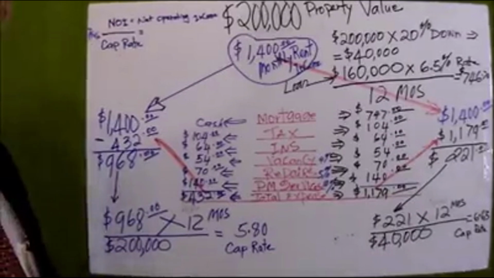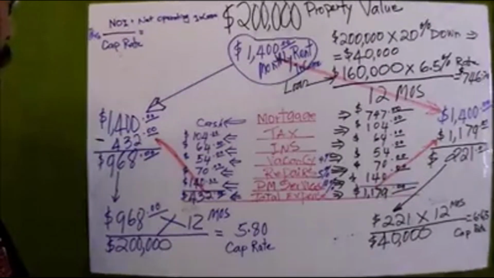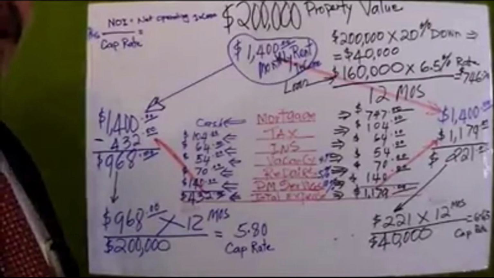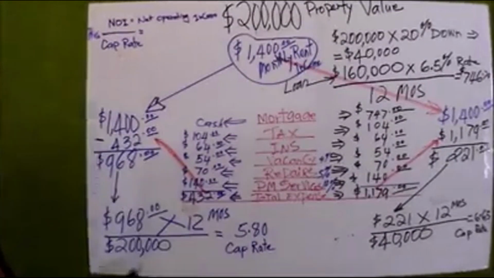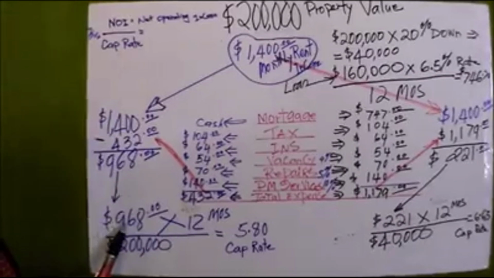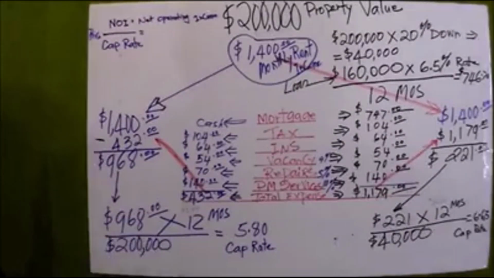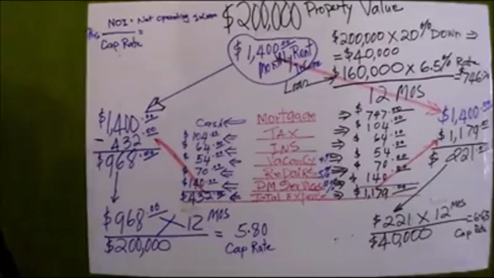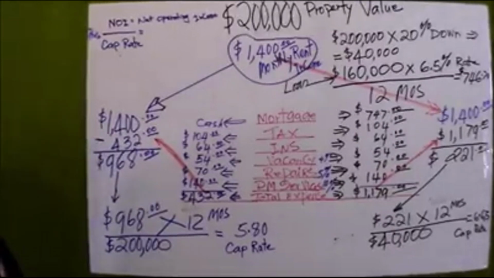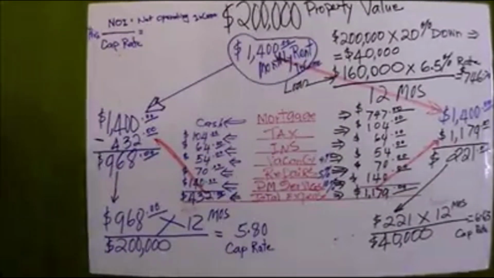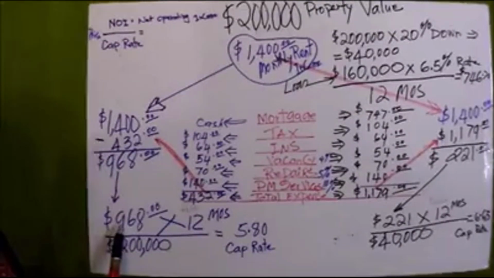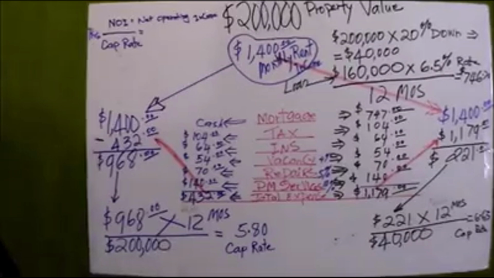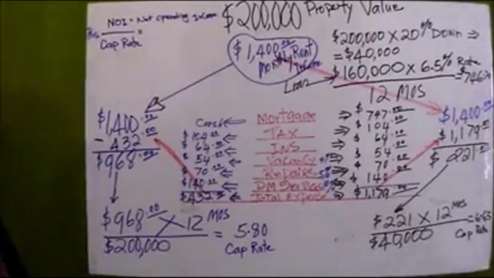So you want to know the cap rate. The cap rate means the return profit. You use the monthly income, you times by 12 and divide by 200,000. So you have a cap rate of 5.80. It's not bad. You see, in a year you can make 968 times 12 months, you can make like 11,600 something.